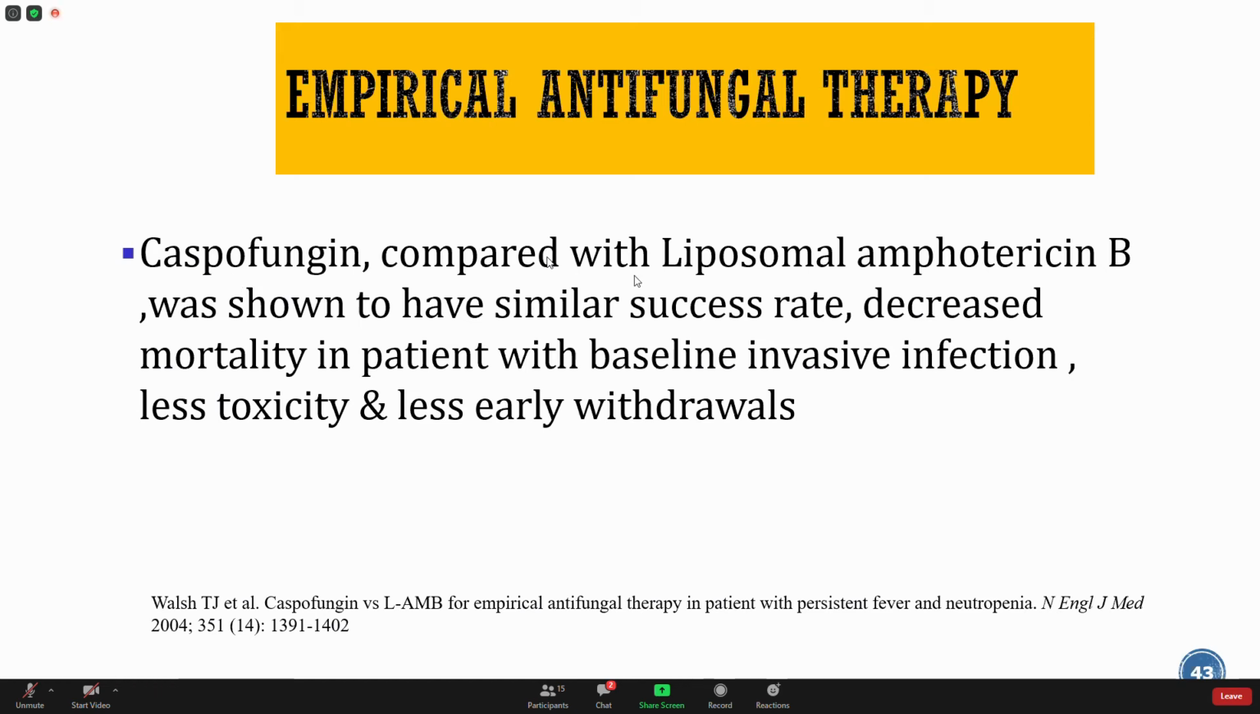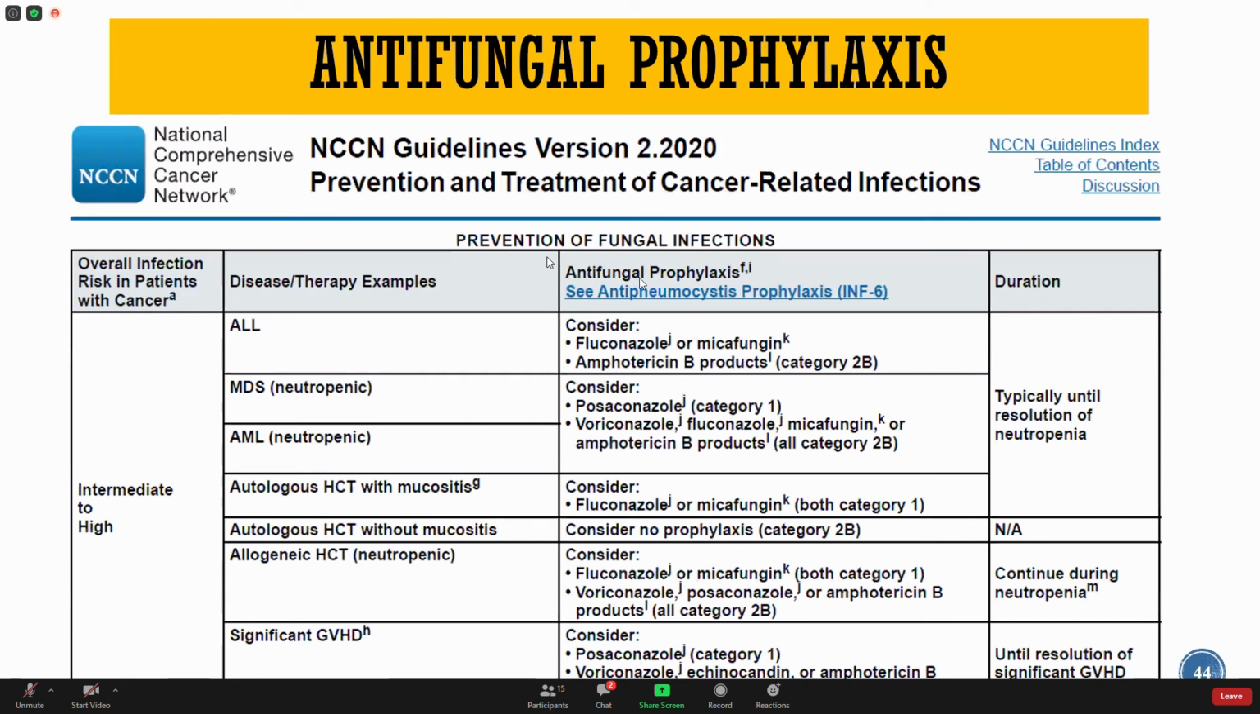So this is the NCCN guidelines recommendation for antifungal prophylaxis. For ALL, you need anti-yeast prophylaxis, fluconazole. For AML and MDS, the category 1 recommended prophylaxis is posaconazole. You can still use voriconazole. And for patients who are post-transplant, like autologous stem cell transplant and allogeneic stem cell transplant without GVHD, fluconazole is the category 1 recommended prophylactic option.